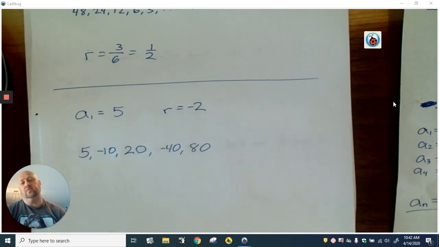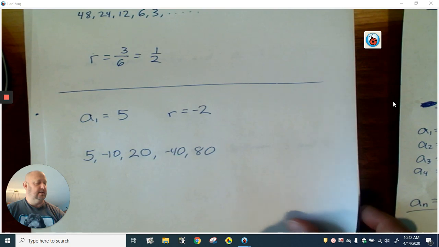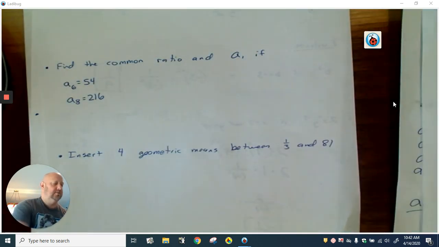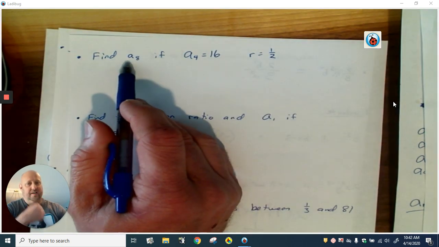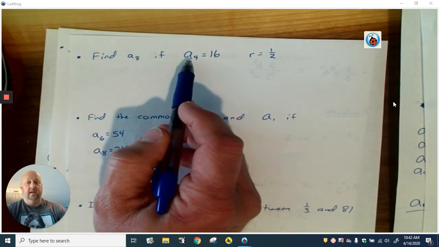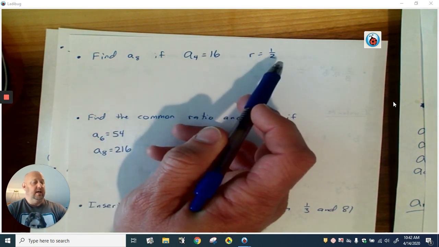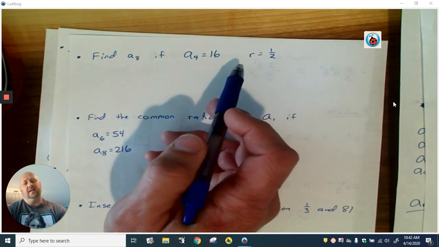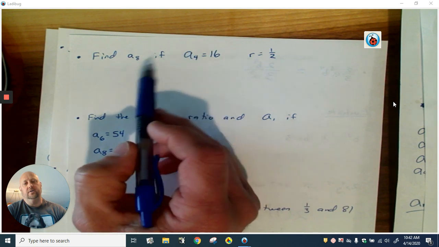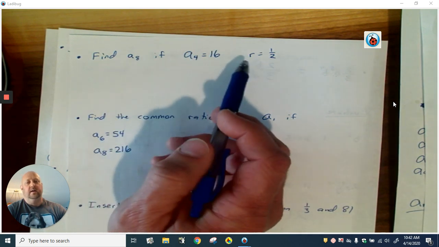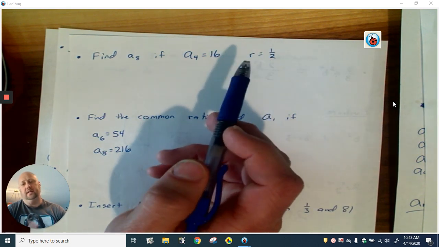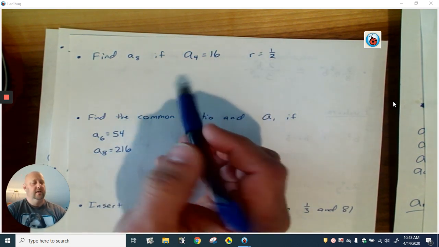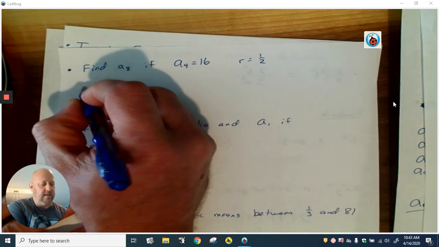And this is actually going to create some problems for us along the way, and I'll show you that in a second. Okay, so let's use the formula and try some examples. This one says I have to find a sub 8 if they gave us the fourth term and the R value. Well, in this case, I could do it either way. I could do it recursively, where I already know the fourth term. I could just multiply, and get to the eighth term fairly quickly. That wouldn't take me that long.